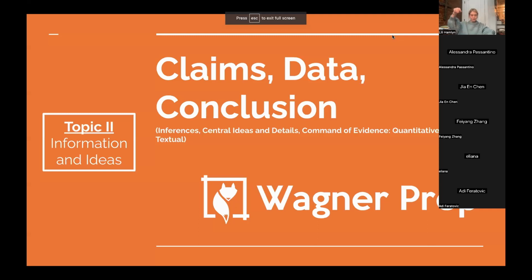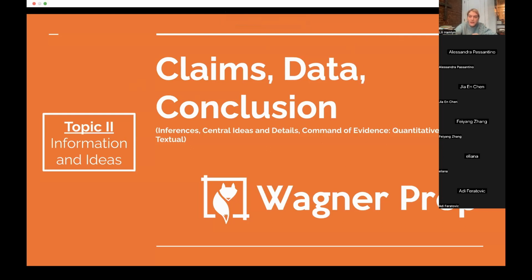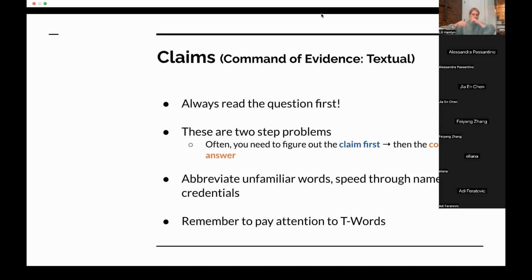Okay, cool. So claim data conclusion is a grouping of several question types, which are part of the reading section of the digital SAT. They include things like inferences, central ideas and details, command of evidence, quantitative and textual. When we get the claim questions, like which would support the author's hypothesis, these textual command of evidence questions.